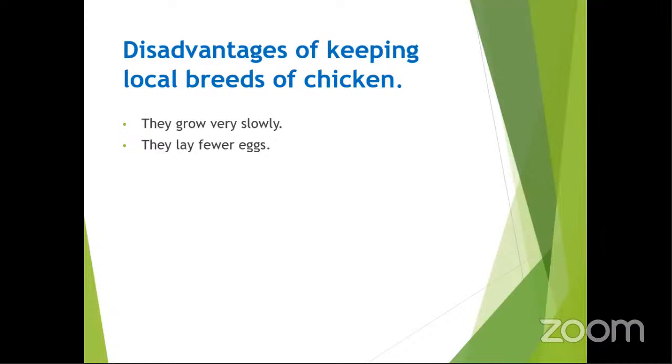Aaron has given another very good answer, outbreeding. It is supposed to be outbreeding, but you've written throughout breeding. It's supposed to be outbreeding, and the answer is very correct. So those are the ways how you as a farmer can improve on the local breeds of chicken. Those are the ways that you have already mentioned.